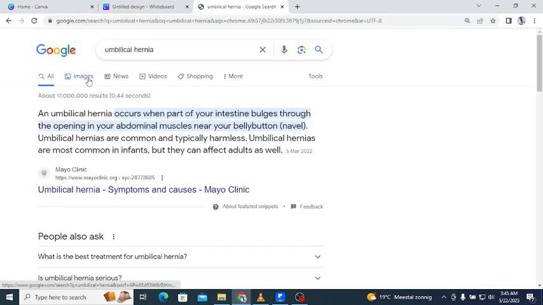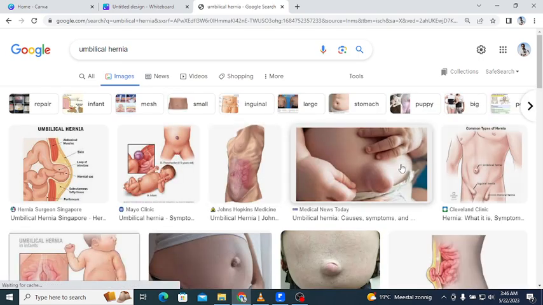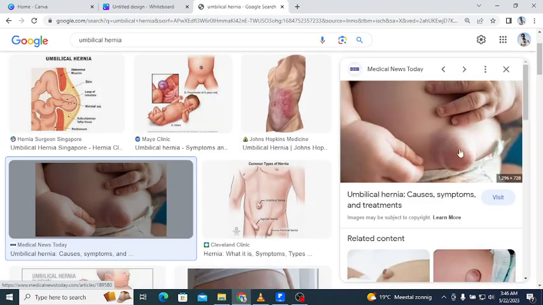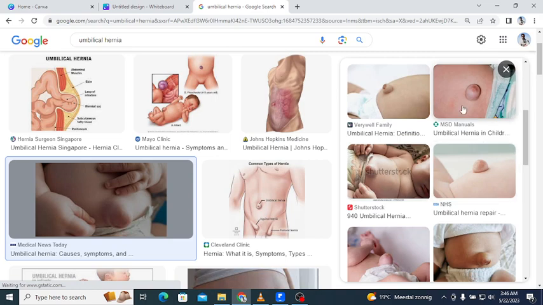So this is a picture of umbilical hernia over here. Yeah, this looks something like that. It's a very gross picture, but it looks something like that. The problem is with the lack of closure of the umbilical ring.